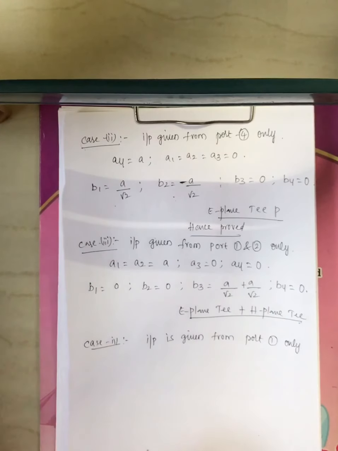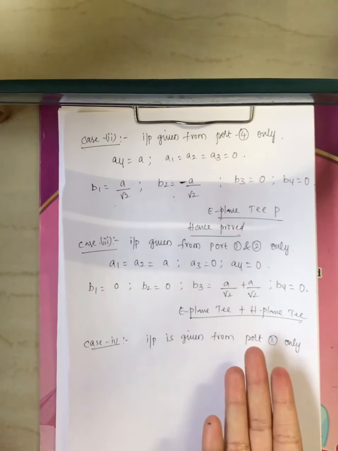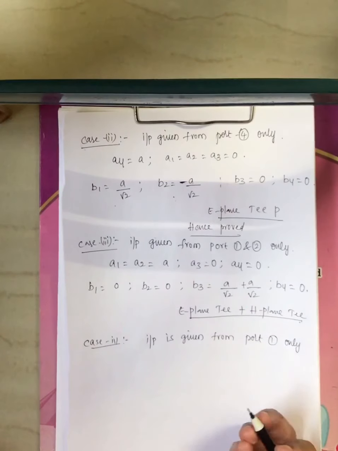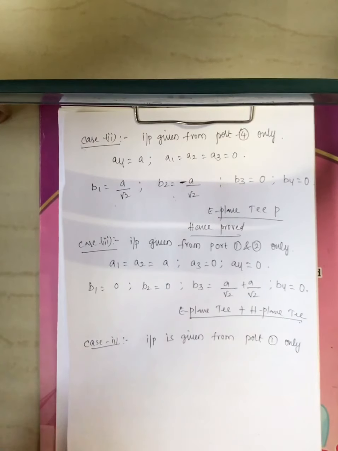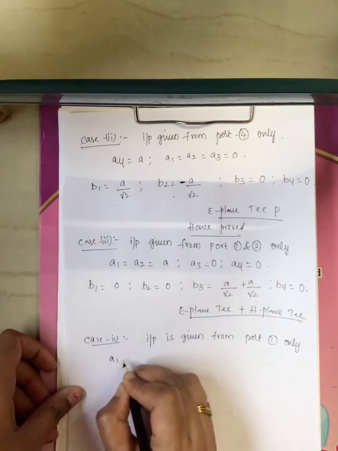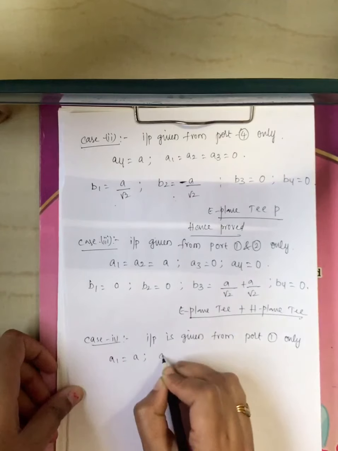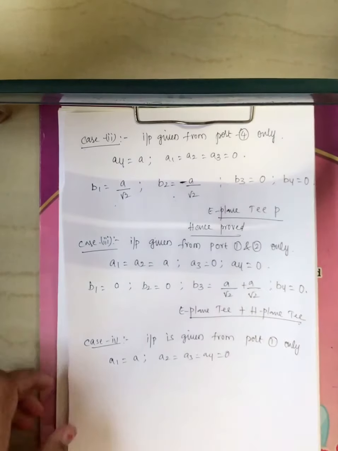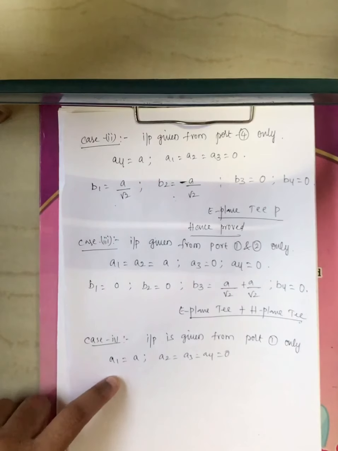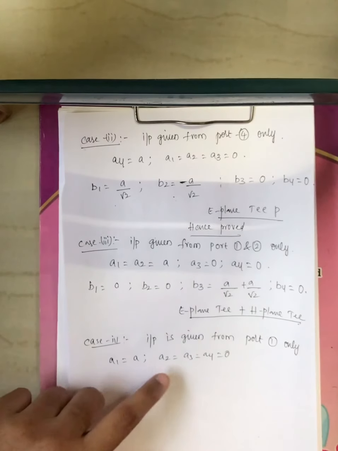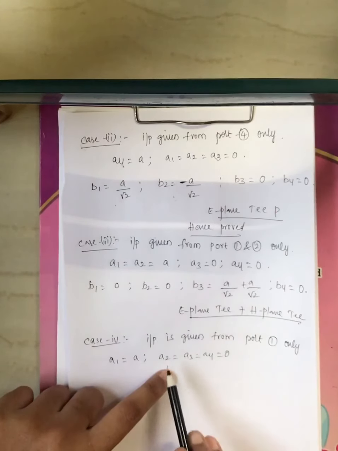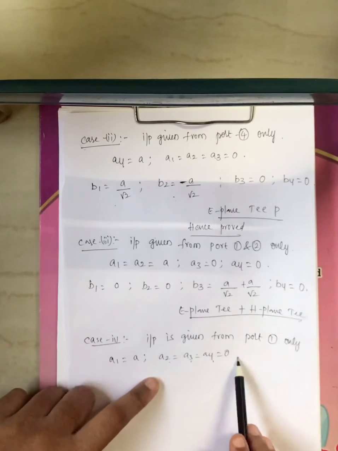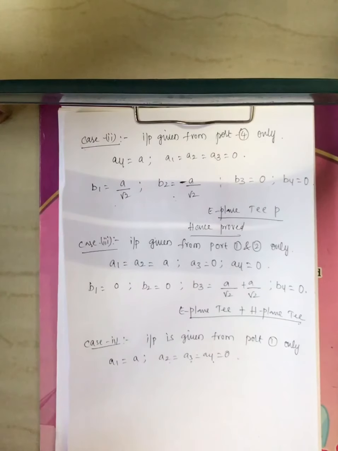It is also called hybrid T. Now we have proved both the E-plane T property and the H-plane T property. Now why it is called magic T, that I will say now. Input is given from port 1 only. That means A1 equals some amount of power A, and A2, A3 and A4 are 0, right? You are giving input from port 1 only, that is some amount of power A. You are not giving any input from port 2, port 3 and port 4. That's why A2, A3, A4 are 0.